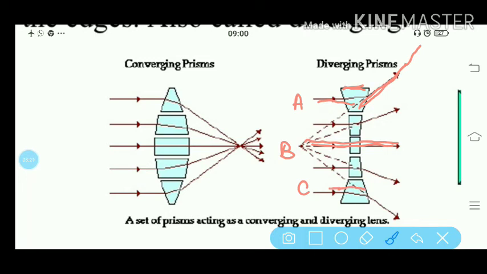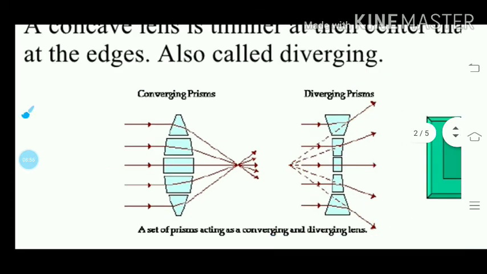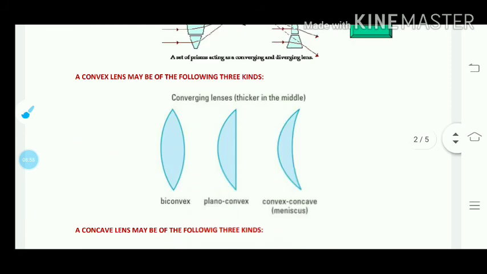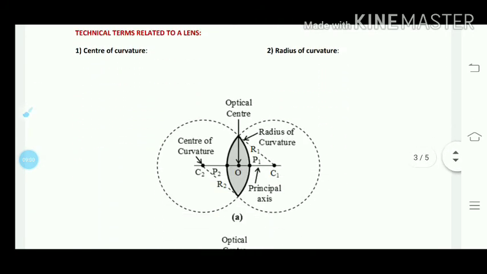Similarly, it happens to the ray C also. Refraction towards the base. So, it diverges. Both the rays are diverging away from the prism. The set of prisms forming a concave lens diverges the parallel rays as if they are coming from a common point F. Now, some technical terms related to the lens.